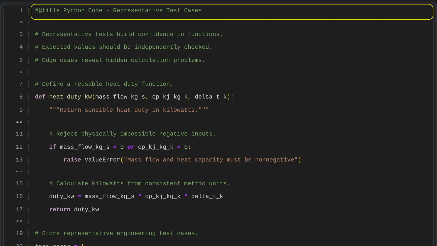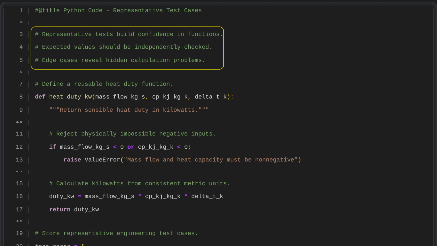Python code, representative test cases. Representative tests help build confidence that functions behave correctly. Expected results should be checked independently, and edge cases should be included because they can expose hidden calculation errors.